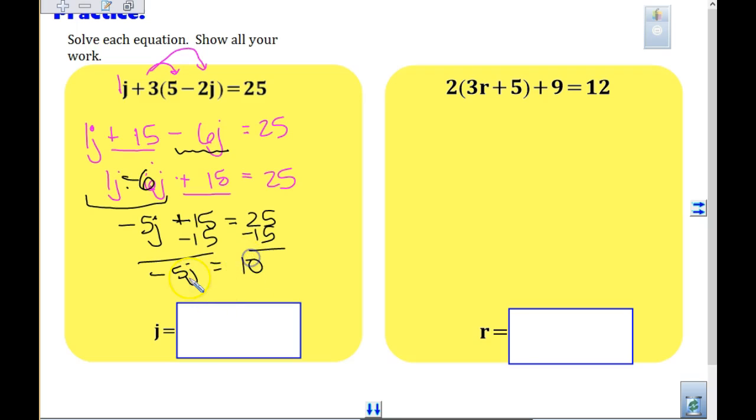equals 10. And I'll have some people just not put this negative here. And so then what they do is they divide both sides and they get j equals 2. And that is not the right answer if you go back to check it. So when there is a negative in front, you cannot just be positive people and get rid of that. The answer should have been negative 2.